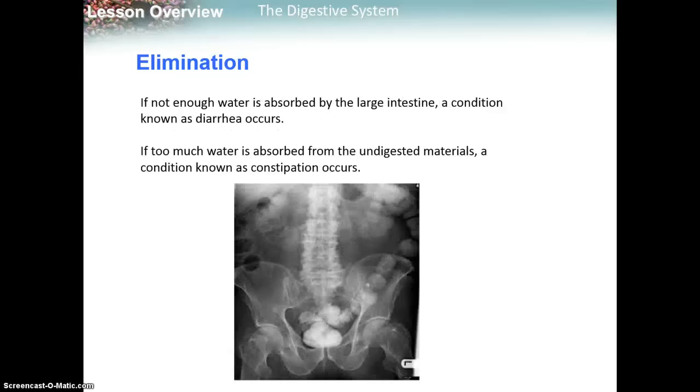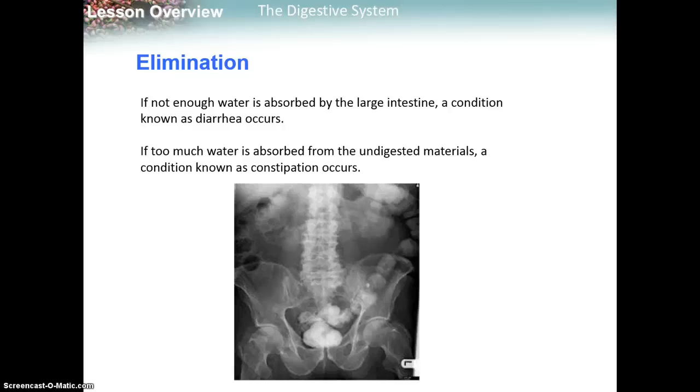Any sort of issues with elimination, I'm sure, being human, we've probably dealt with all these before. Sometimes your large intestine is not able to absorb enough water out of your leftovers, and that's actually when diarrhea happens. A lot of times when you're sick, your body wants to flush out your system of the virus or the bacteria causing your illness, so your body will not want to absorb that water, in order to flush out the bacteria. So that's why you see diarrhea a lot with food poisoning.